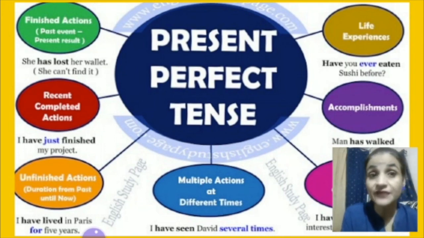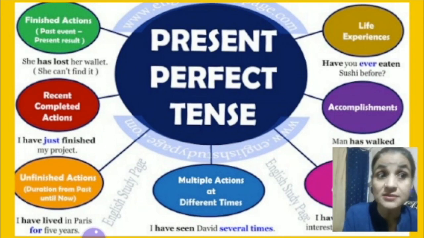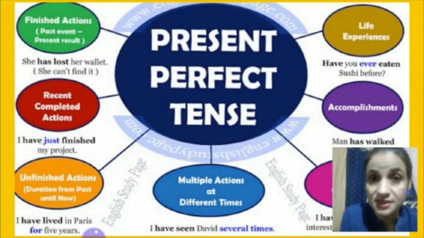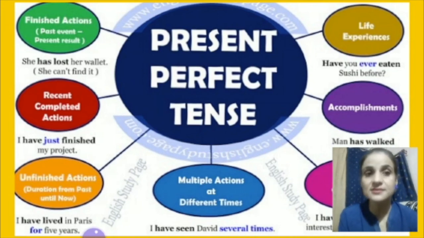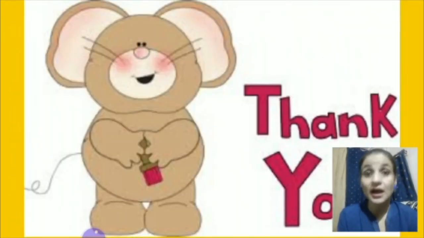Okay. Life experience. Have you ever eaten sushi? Sushi is a dish. Have you ever climbed a mountain? Something like that. So accomplishment, where the action has been completed, finished. So in these situations, you will use present perfect tense. I hope you have got an idea, you have understood how to use present perfect tense.